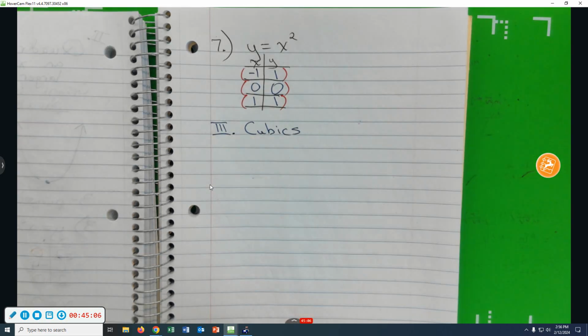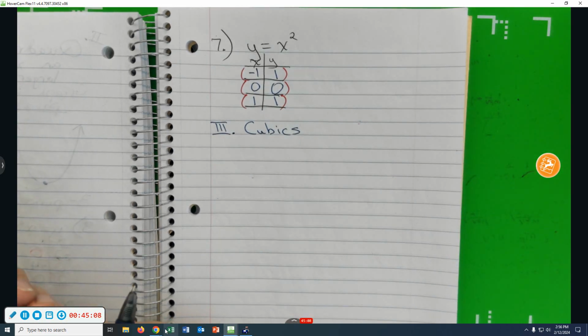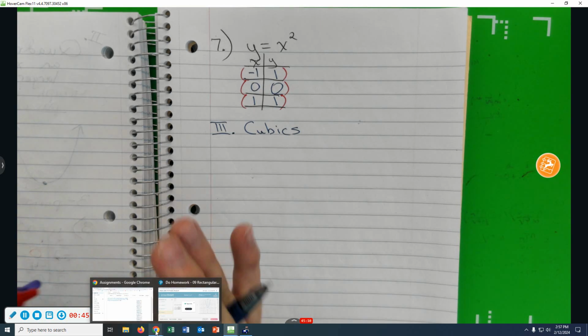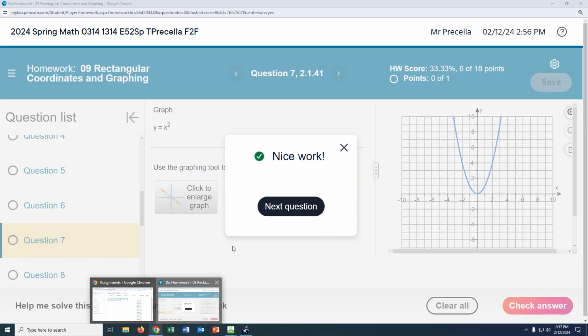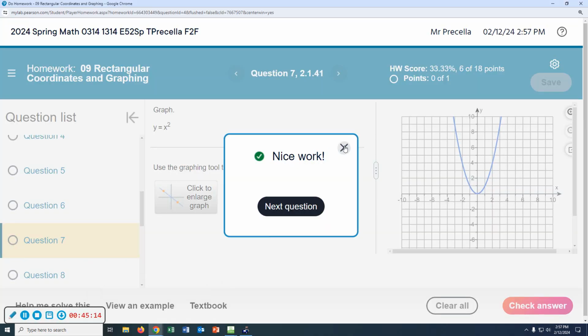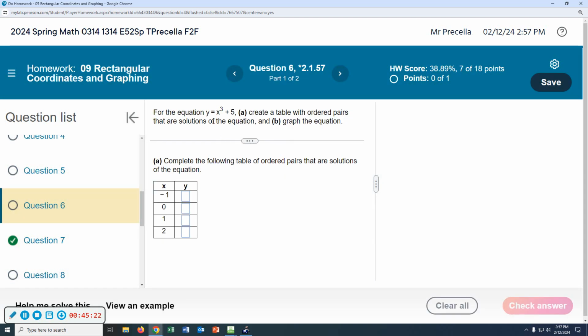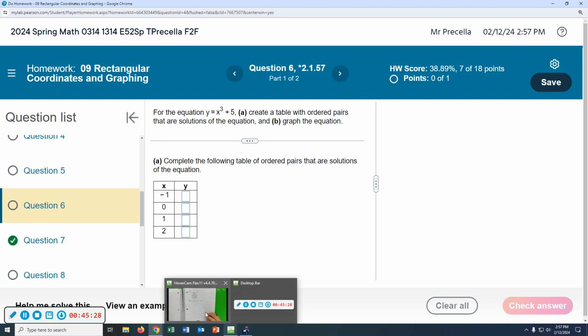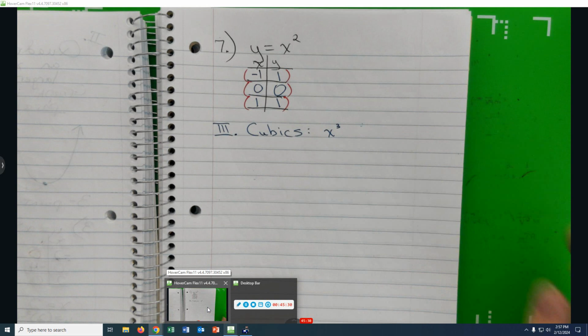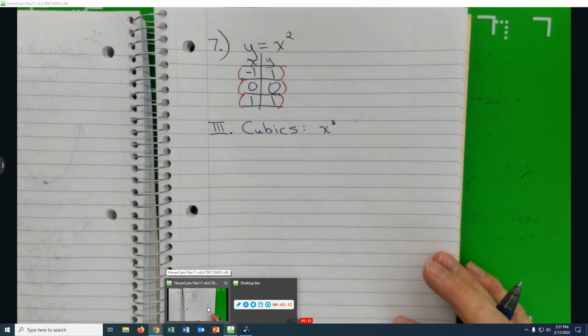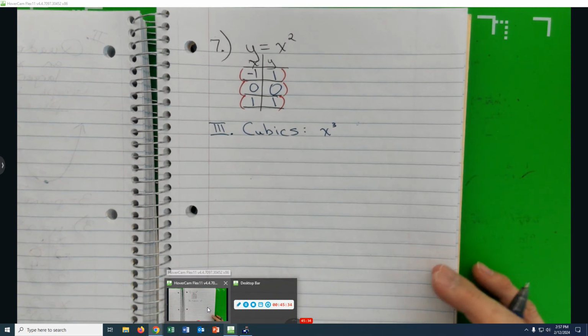Cubics. Quadratics have to have an x squared and nothing bigger. Looking at cubics, what do you think the largest exponent has to be? For a cubic, a cube, okay? It has to have an x cubed. And there's no nice name for the graph of a cubic.